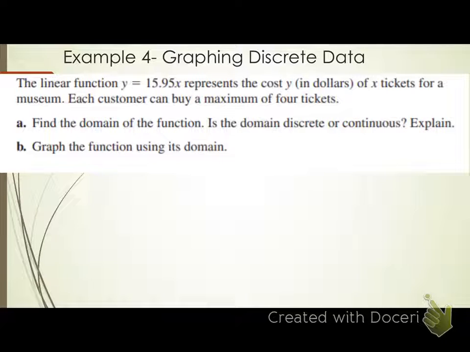So I've got to find the domain of my function first. Is my domain my set of x values or my set of y values? Set of my x values, right? What is my x representing in this case? Tickets, right? Y is representing the cost. X is representing the number of tickets for a certain person. It says each customer can buy a maximum of 4 tickets. So does anyone have any ideas of what my domain is going to be?